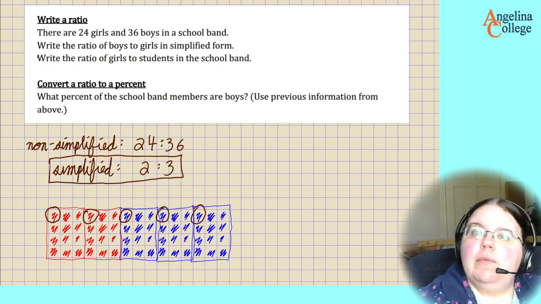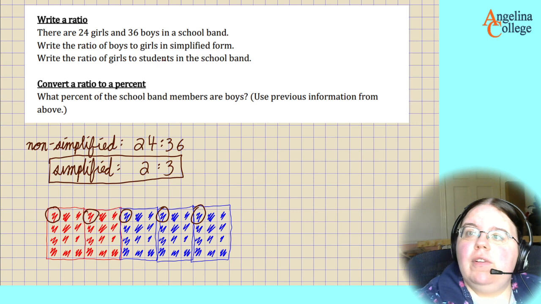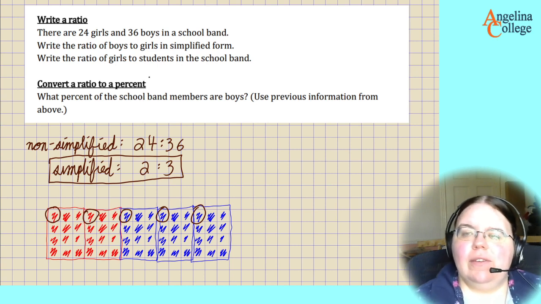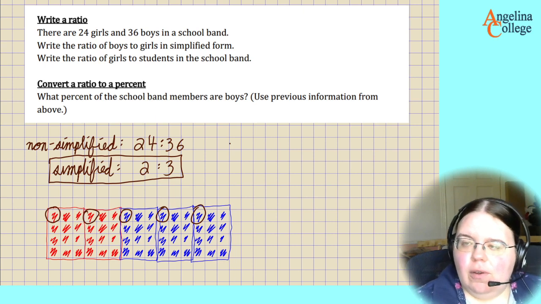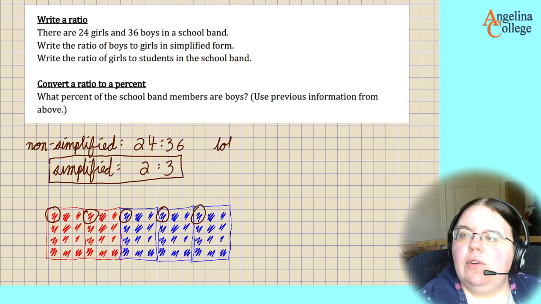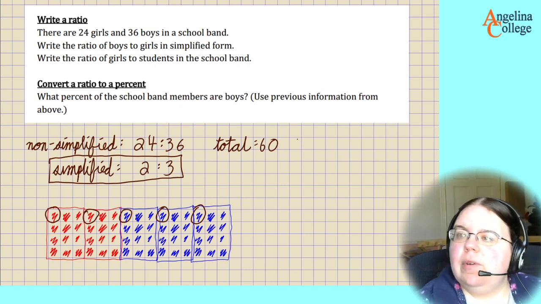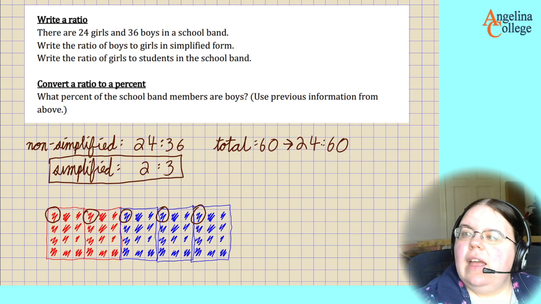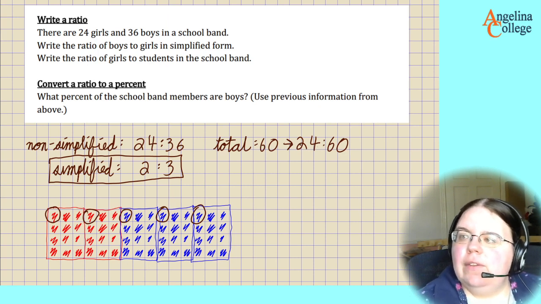Now the next part of the problem asks us to write the ratio of girls to students. Well, how many students are there? So there are a couple of ways we can handle this. One way is we can just say, okay, we can calculate the total number of students, which will be both the girls and the boys. So let's see, 50, 4 and 6 is 10, so 60. So then that non-simplified ratio would be 24 girls to 60 students in all. And we can simplify that again by dividing out the 12. So that would give us 2 to 5.